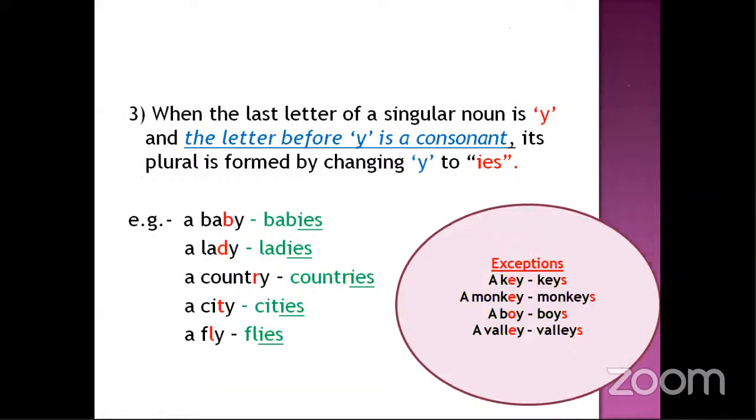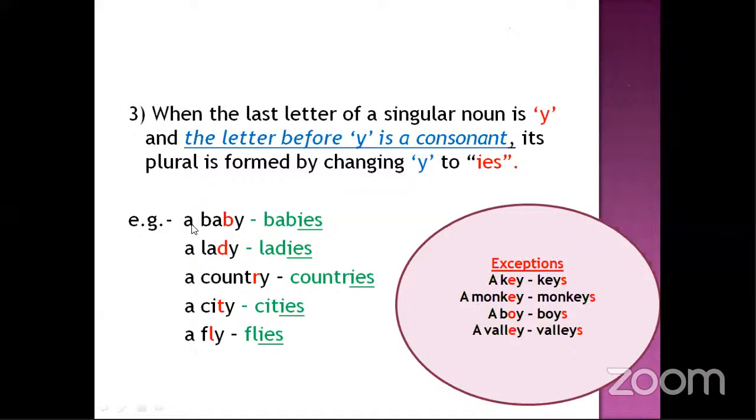Let's move on. The third one: when the last letter of a singular noun is Y and the letter before Y is a consonant, its plural is formed by changing Y to IES. What do you mean by a consonant? Have you heard vowels and consonants? Okay, now look at these examples.